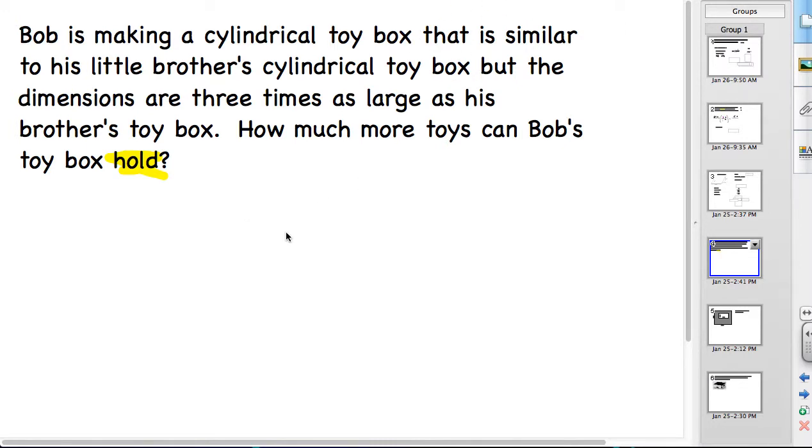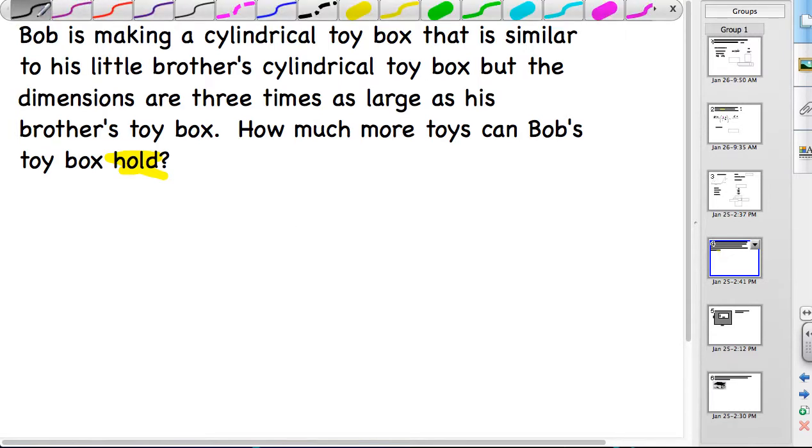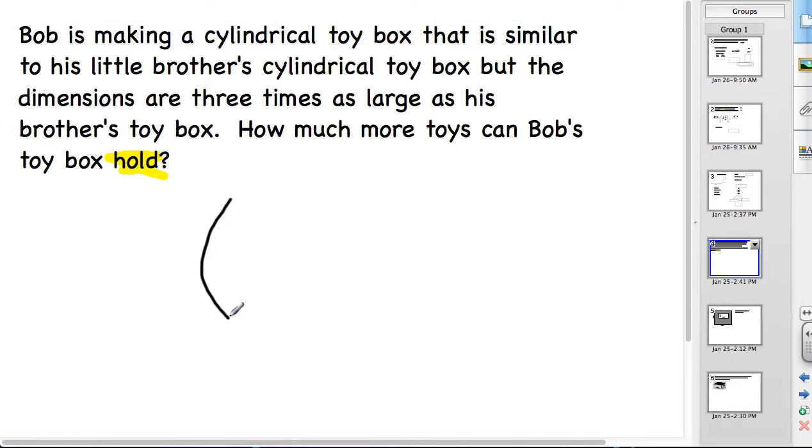So what we need to understand is that this is being changed not only by 1 dimension, but 3. Since we're dealing with volume, our scale factor is going to be done 3 times. So we look at what our scale actually is. Looking through the problem, we see that it is 3 times as large. So our scale factor is 3.